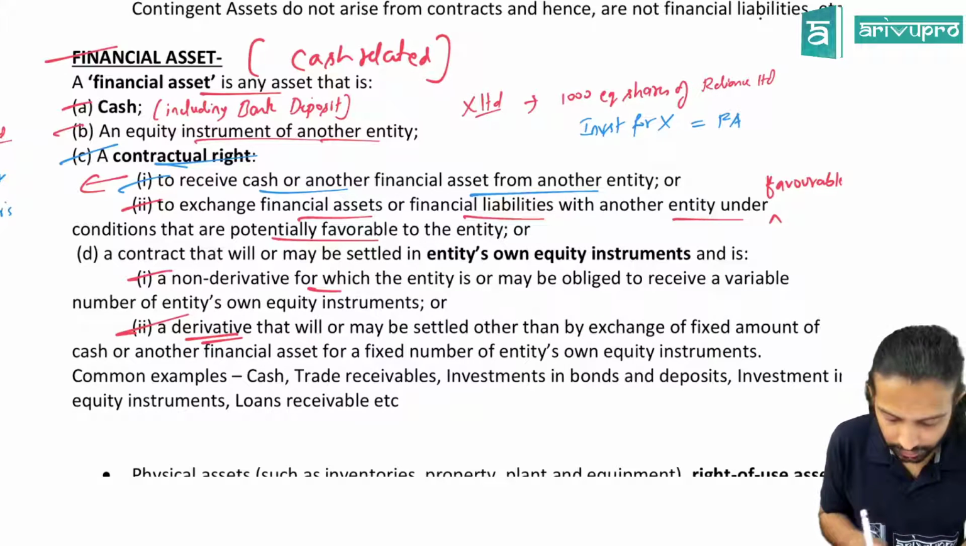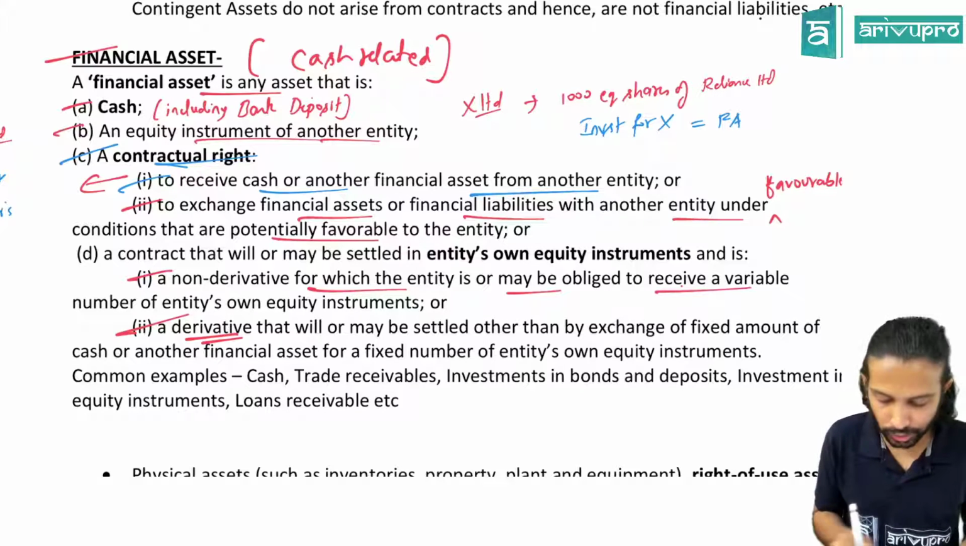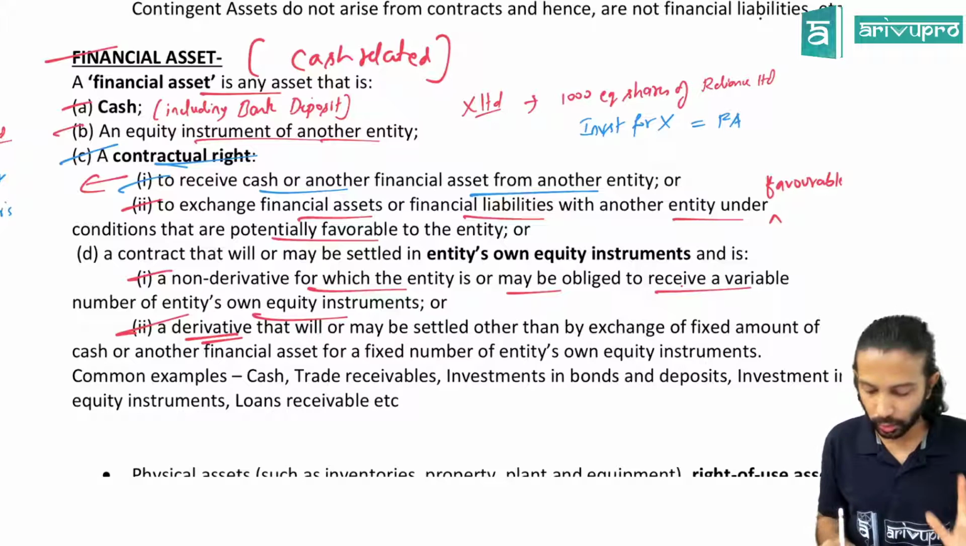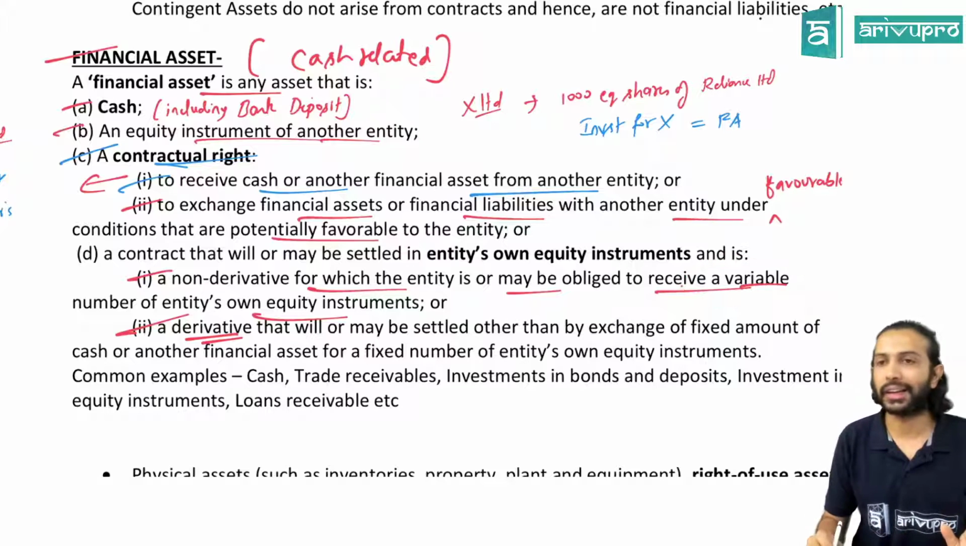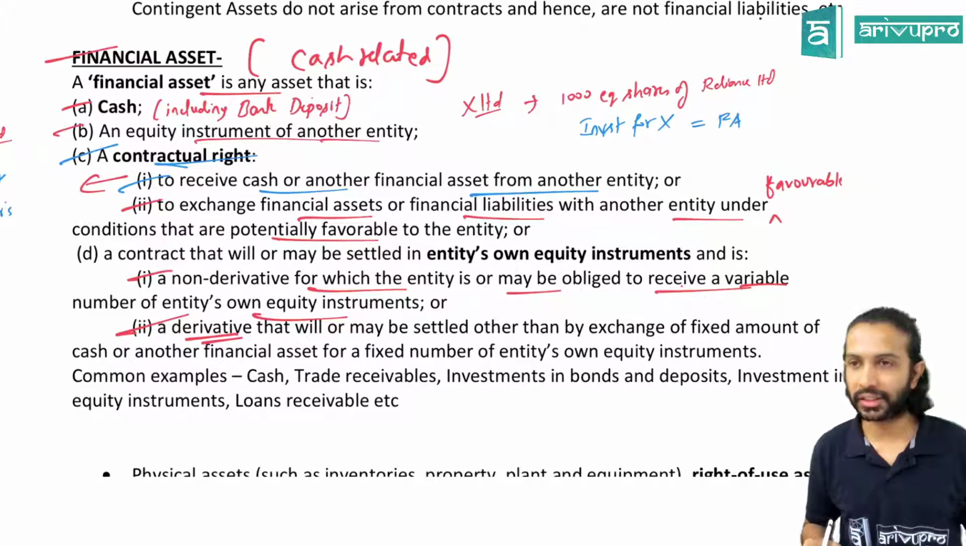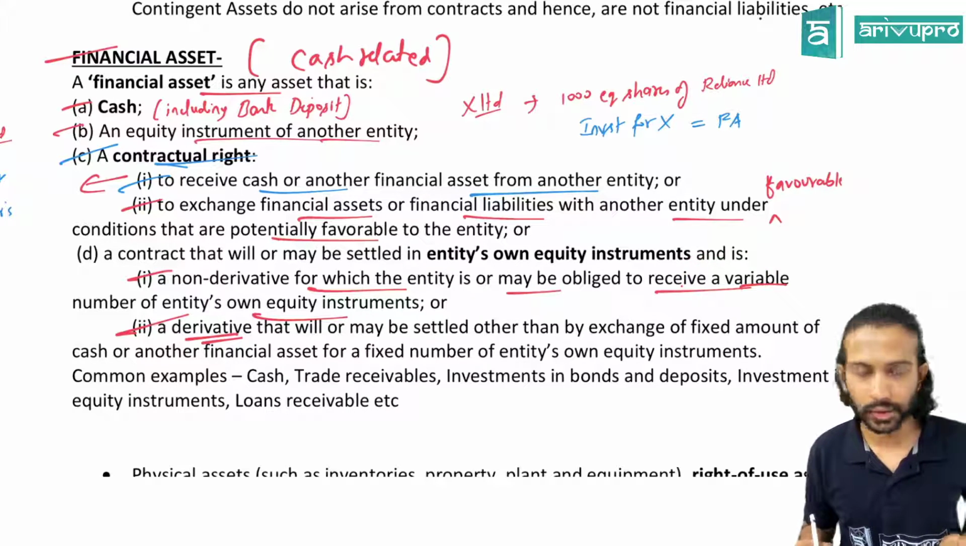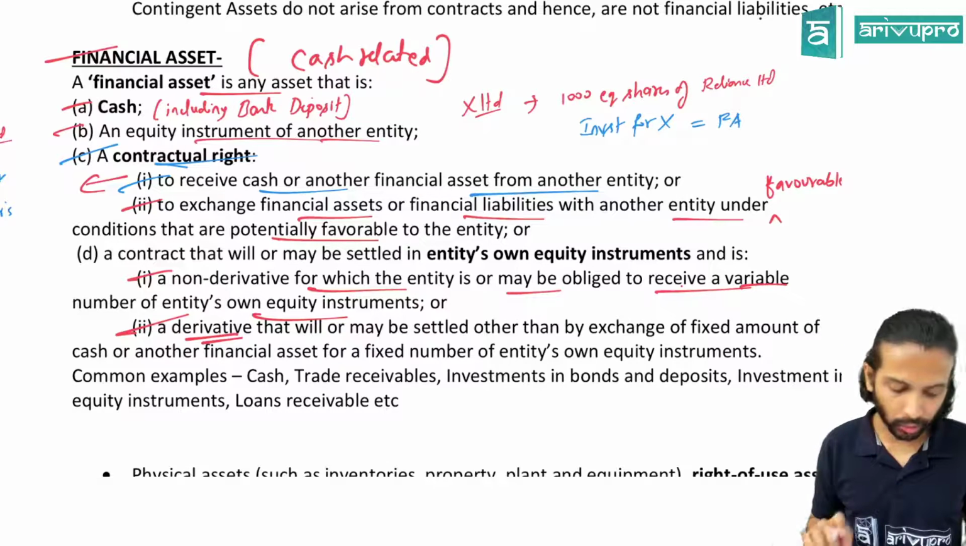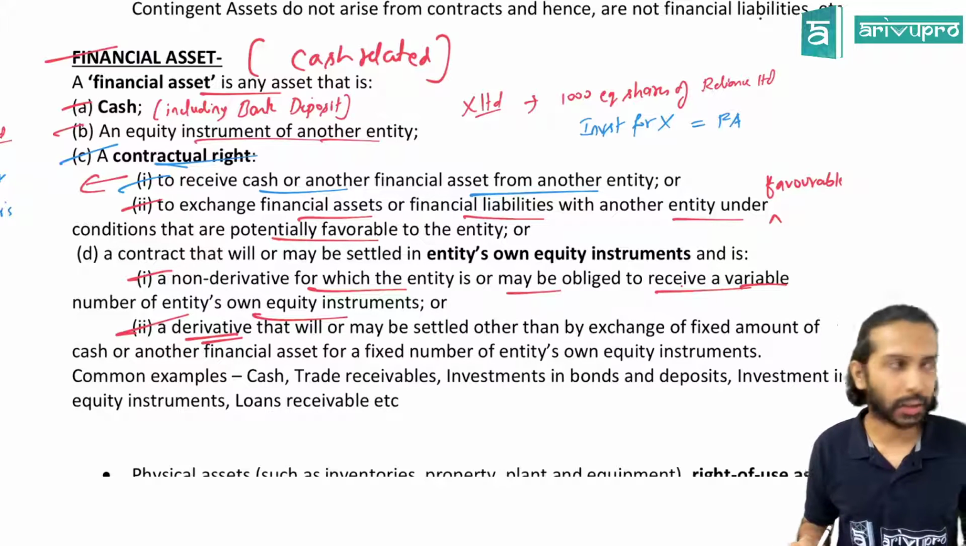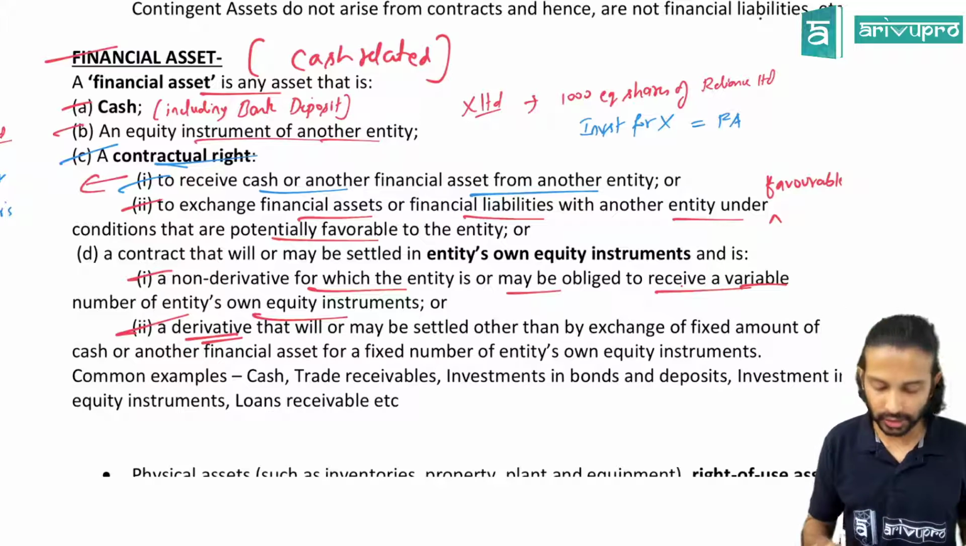And this one, a non-derivative contract which the entity is obliged to receive a variable number of equity shares. Underline the word variable. This I'll take up a little later. After I cover financial liability, I'll come to this. I am putting this on hold. Entity's own equity instruments, we'll come to that. Don't worry about that for the time being.